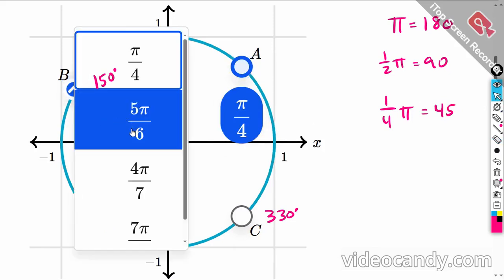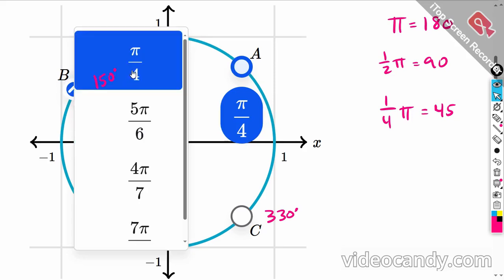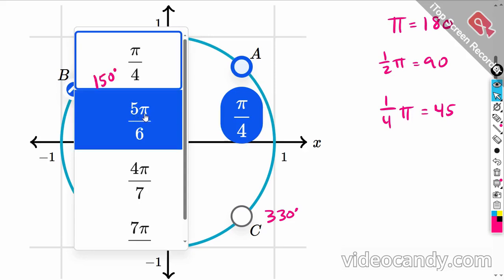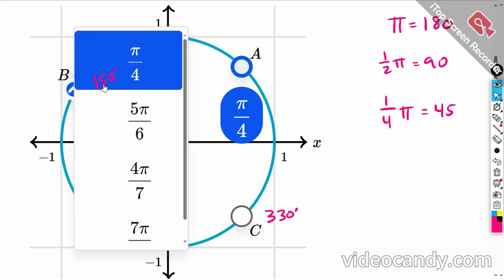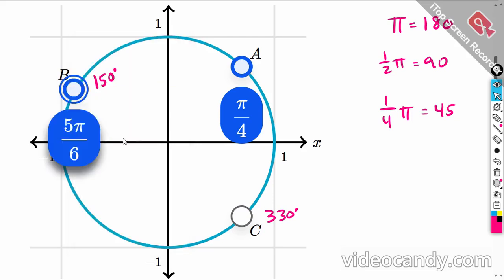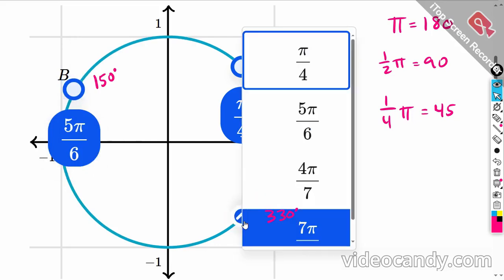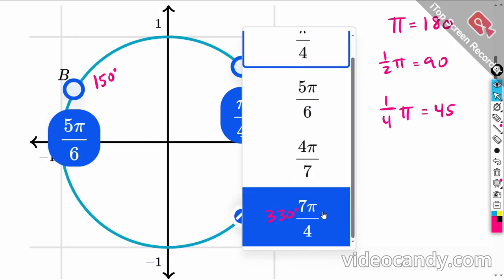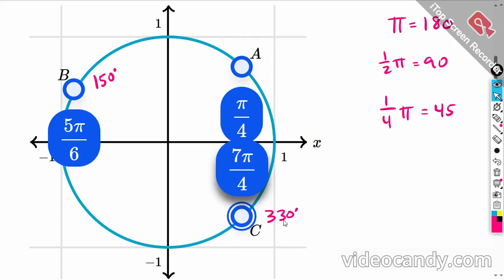And then the one for 150. Let's see, 5 pi over 6. If we do 5 times 180 divided by 6, that's the same as 5 times 30. This equals 150, and that was our estimation, so we got that one. And this one is 330, a little less than 2 pi. So I'm going with 7 pi over 4. If we did 7 times 180 divided by 4, I get 315. I said 330, but 7 pi over 4 gives us 315.